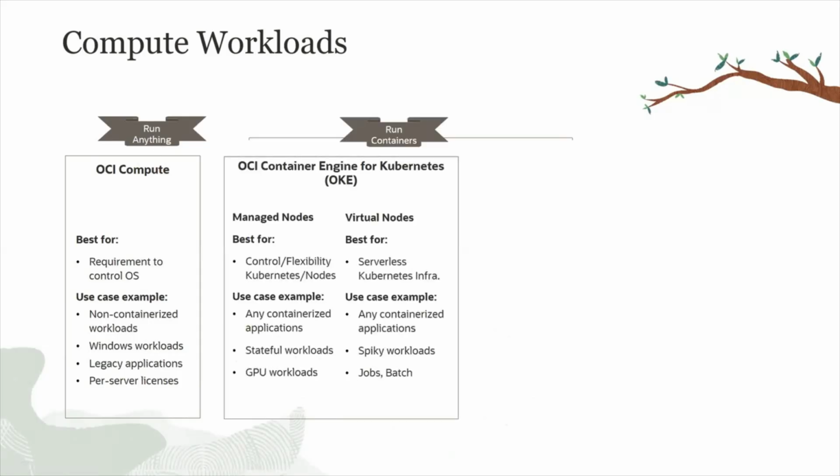Nowadays, customers are running containers primarily, right? So if you are running containers, we basically have two offerings for running containers. The first one is the container engine for Kubernetes. Okay. And in here, basically we give you a managed Kubernetes service. And also within this service, we have two options. One is called managed nodes, and one is virtual nodes. And the idea here is managed nodes basically give you the control and flexibility.